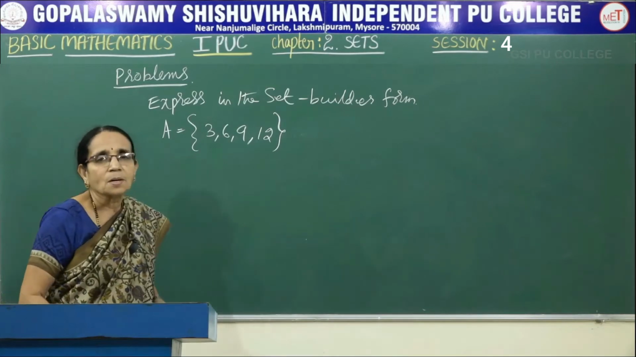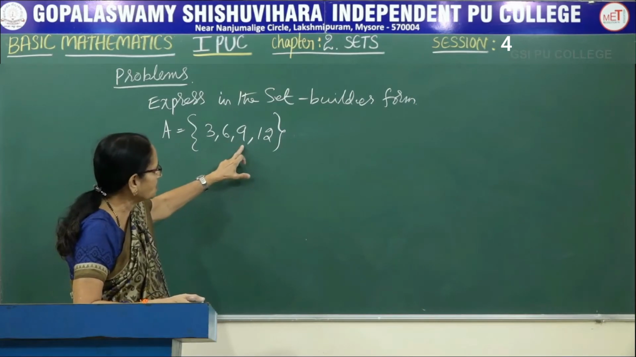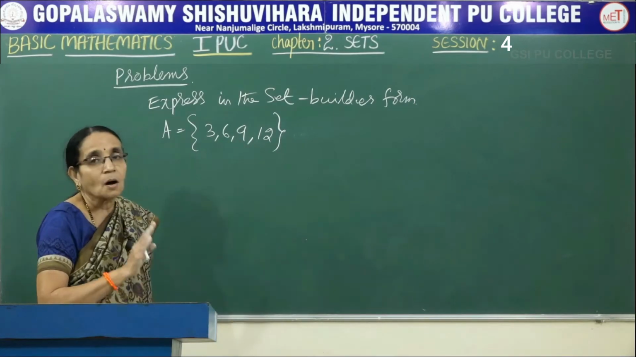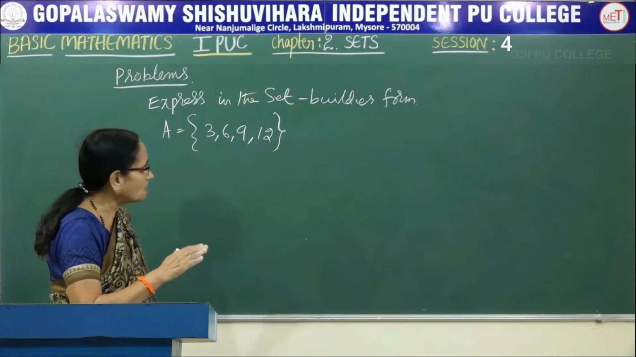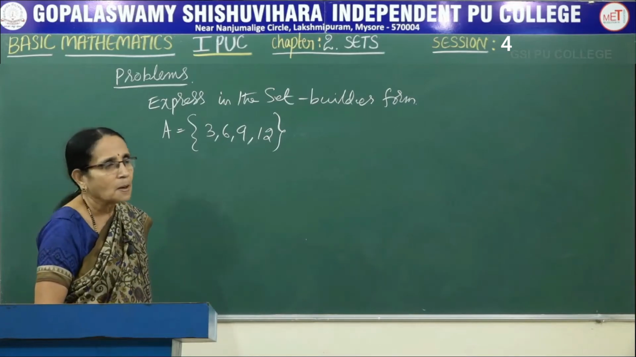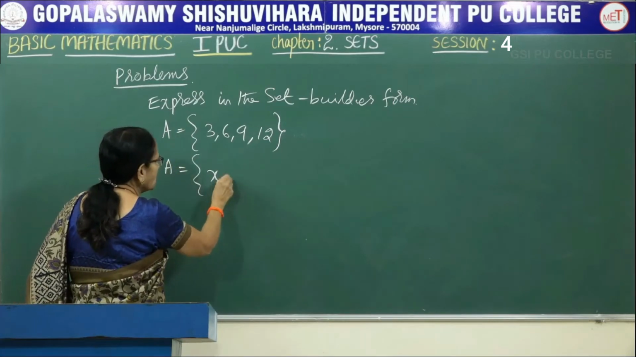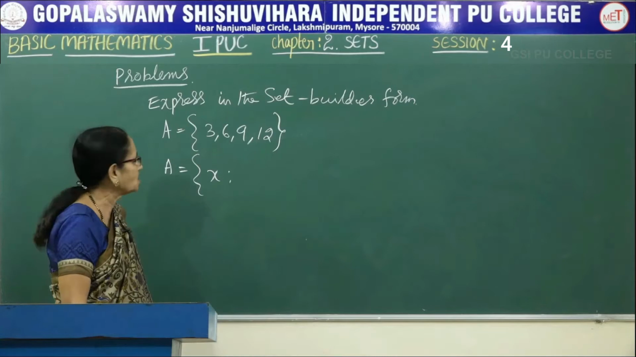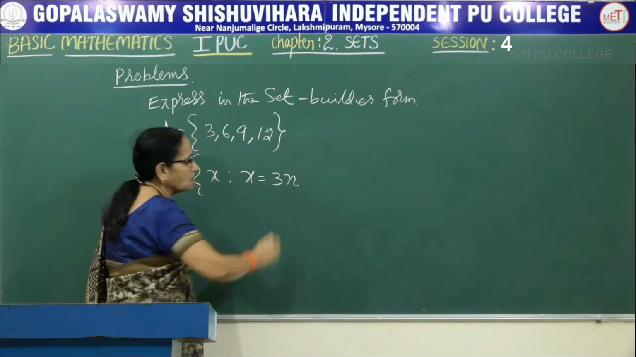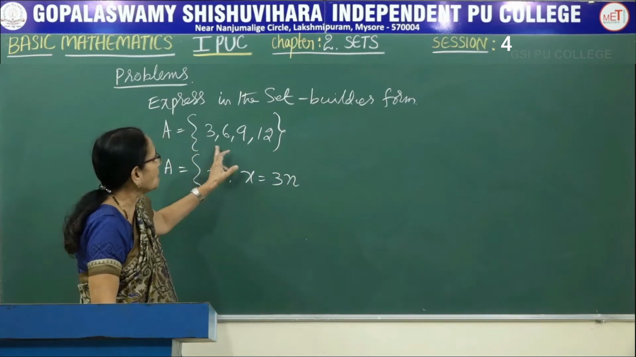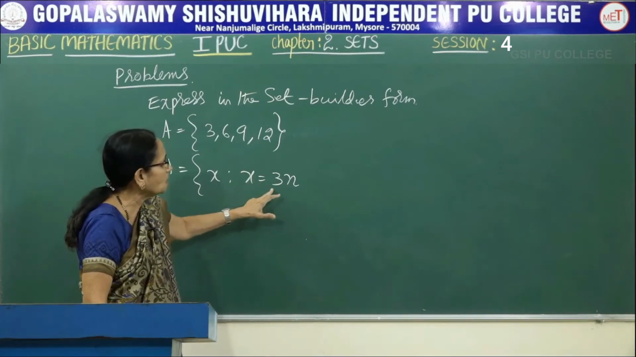Look at the numbers here: 3, 6, 9, 12. 3 ones are 3, 3 twos are 6, 3 threes are 9 and 3 fours are 12. That means all of them are multiples of 3. Multiple means they can be obtained by multiplying 3 by another integer. Now, how do you write that? A contains all x such that x is equal to 3n, because all the numbers are multiples of 3.